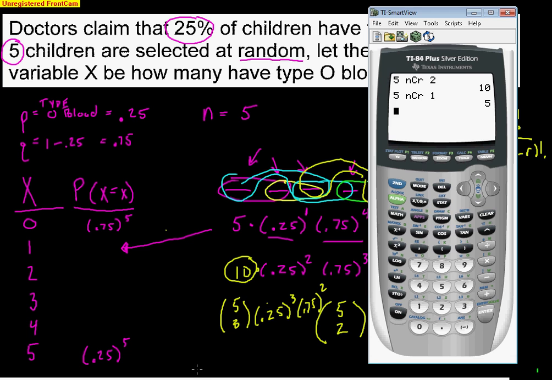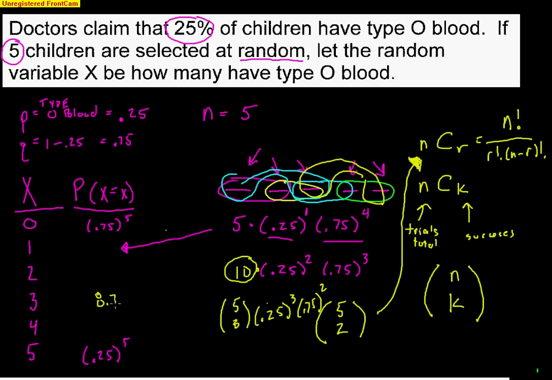So again, I'd have to go to my calculator. I'd have to do 5 choose 3, and that tells me there's 10 ways that can happen, times 0.25 raised to the third for 3 successes, times 0.75 raised to the second for my 2 failures, and I get that the probability of exactly 3 successes out of 5 is 8.79%. So this would be 8.79%. Okay, so hopefully you kind of get the idea of this.